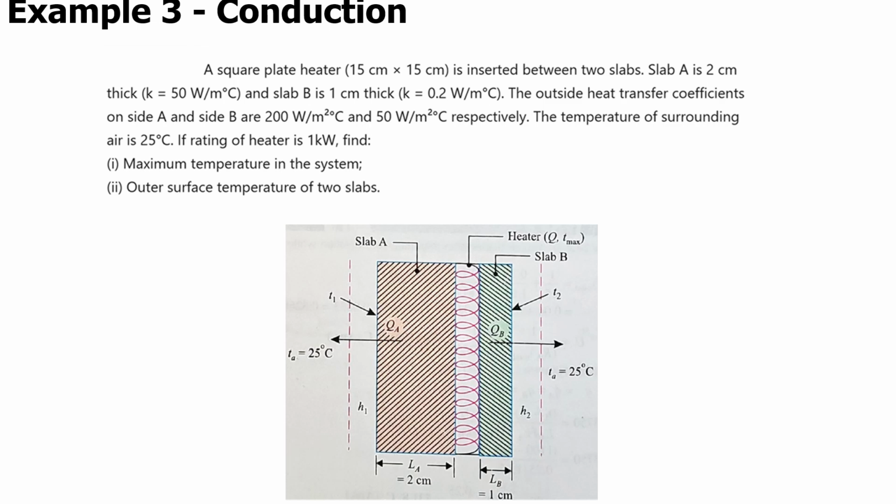The surrounding air temperature is 25 degrees Celsius. If the heater's rating is 1 kilowatt, we need to find two things. First, the maximum temperature in the system, and second, the outer surface temperatures of both slabs.